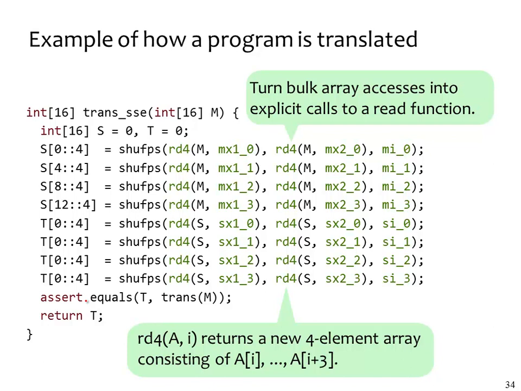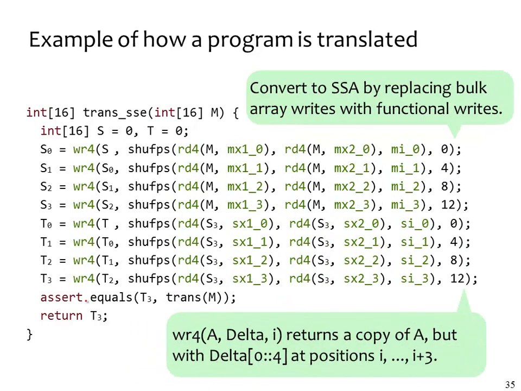So we're almost done. The last step is to really turn this into a functional program. So it's still not functional, right? Because we have these array updates. So we're going to do that by turning these write instructions into explicit update functions, calls to an explicit update function that returns new copies of the array where some elements are updated. So this is what it looks like.